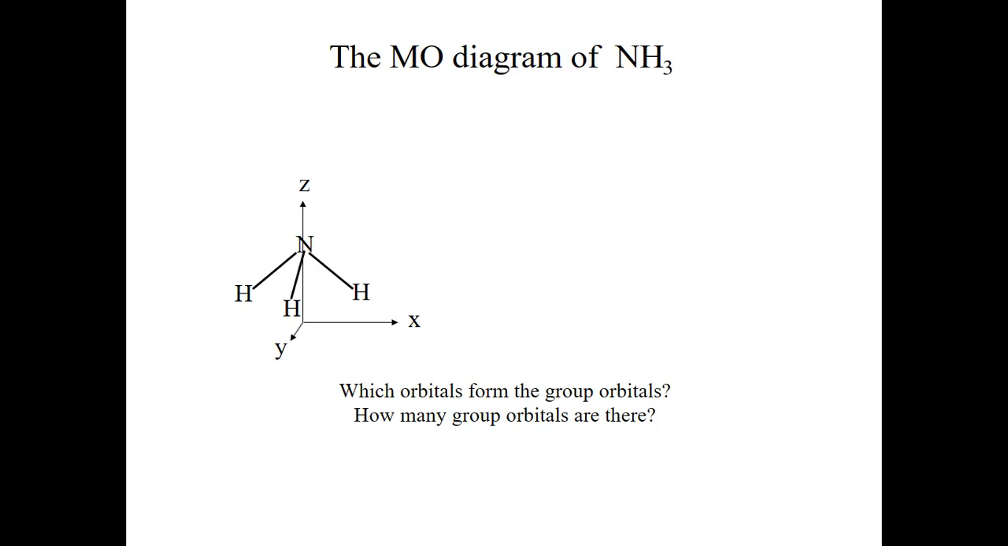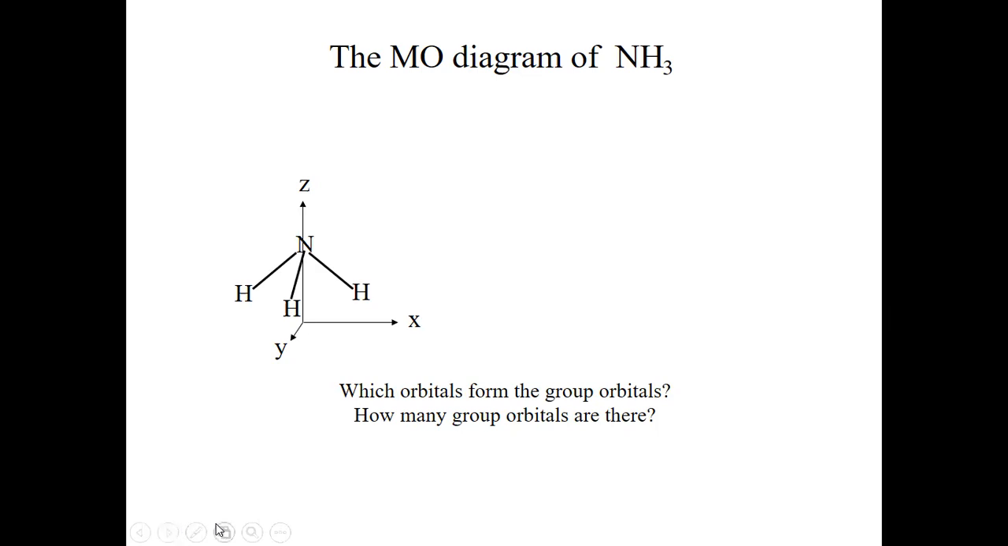So the first step is always to determine the point group. The point group of the ammonia molecule is C3V. So this is our first step we have now accomplished. We can now go to the second step, which is the determination of a suitable coordinate system.